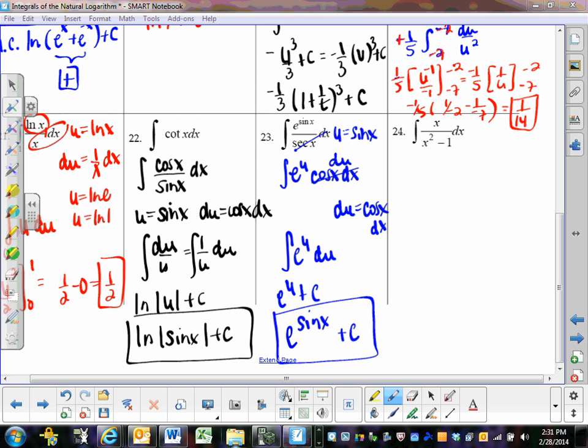So for cotangent, we'll rewrite that as cosine over sine dx. So now my u is sine x because du is never on the bottom. So we have du over u, or 1 over u du, which becomes natural log absolute value of u plus c. So natural log absolute value of sine x plus c.